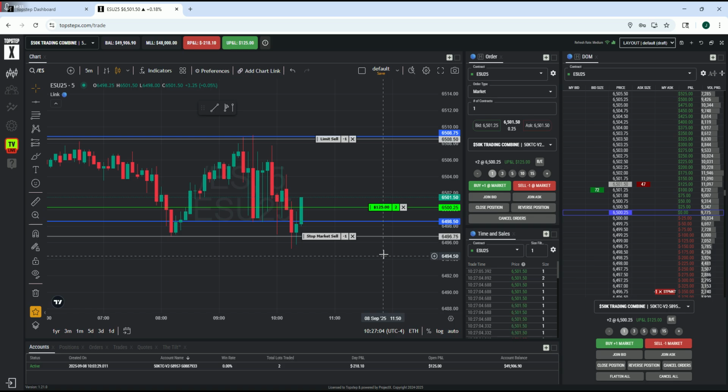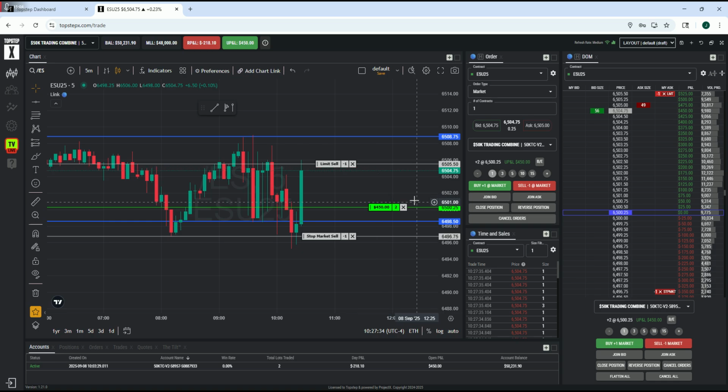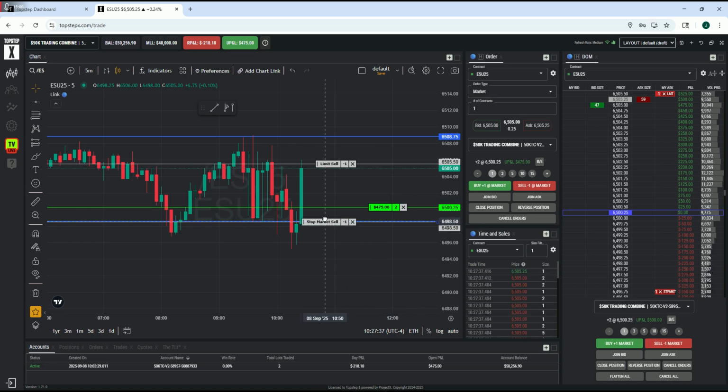All right, so the shorts are wrong here. So now they have to cover. And now I'm looking at high of range. Yep. Nice. I'm just gonna take this if I get it. That's so fast.